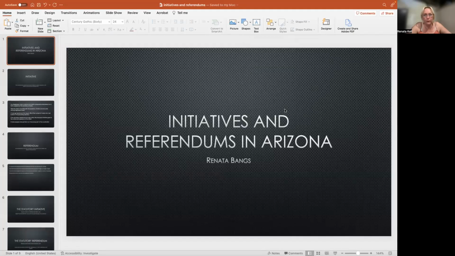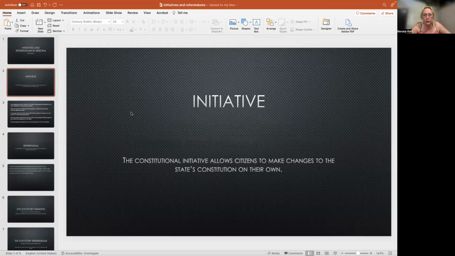Hello, tonight we're here to talk about the initiatives and reforms in the Arizona Constitution. We'll start out with, what is an initiative? A constitutional initiative allows citizens to make changes to the state's constitution on their own. In other words, citizens can bring forward changes that they want made and bring them up to vote for the ballot. How does the process work?